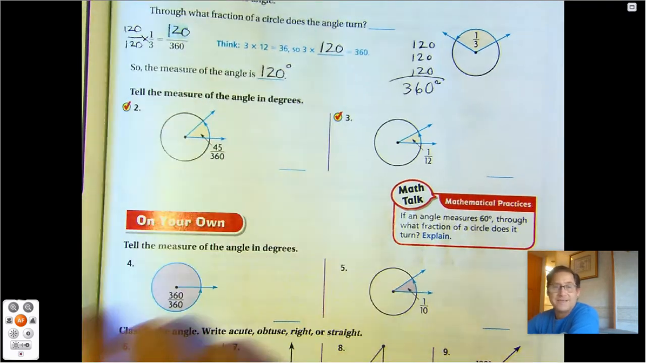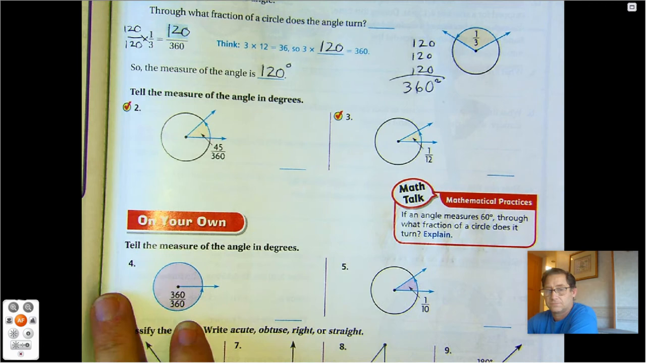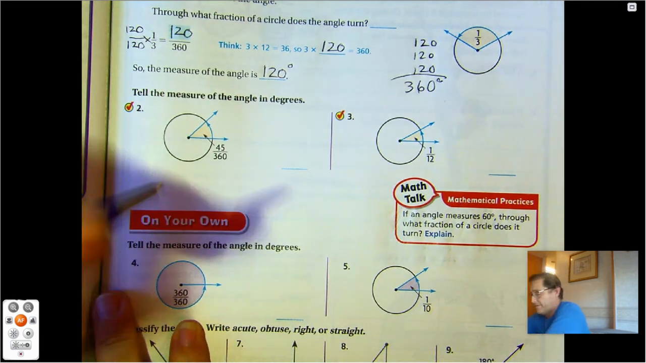Tell the measure of the angle in degrees. 45.